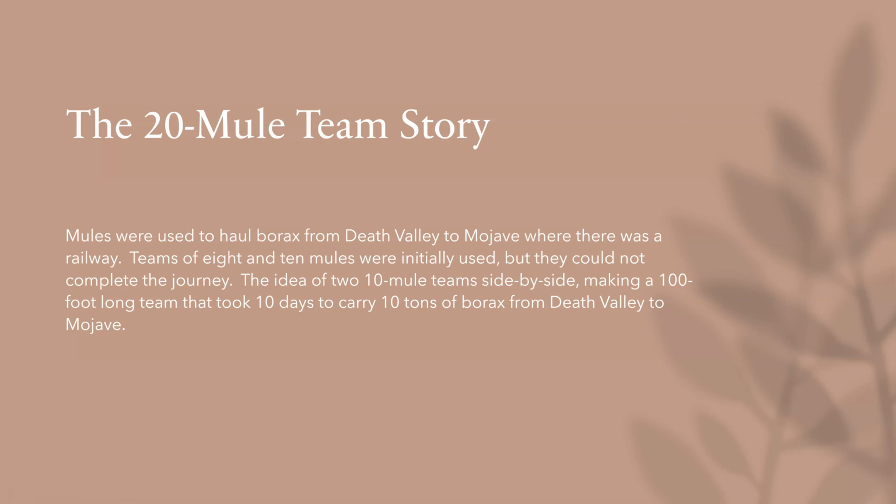So there was a 20 mule team story that came out of Death Valley. So mules were used to haul this borax from Death Valley to Mojave, where there was a railway. So there wasn't a railway or a railroad in Death Valley. So these mules had to move it from Death Valley to Mojave. They usually used teams of 8 to 10, but they could not complete the journey. So they used this idea of 2 10-mule teams side by side, making a 100-foot long team that took 10 days to carry 10 tons of borax from Death Valley to Mojave. It's pretty incredible, the things that we did in the 1800s.